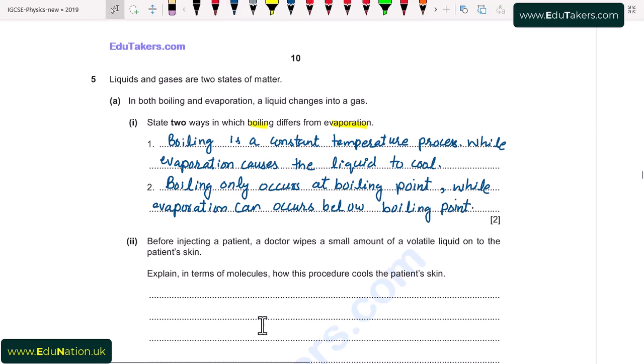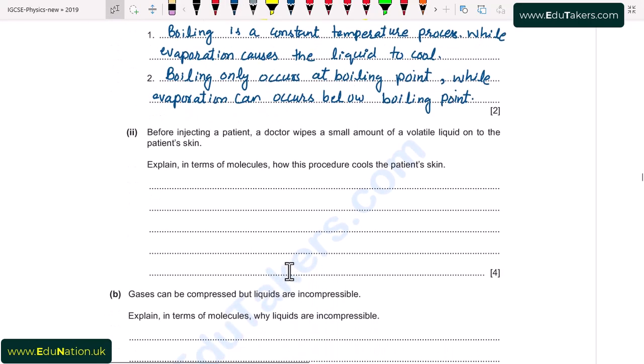Part 2. Before injecting a patient, a doctor wipes a small amount of a volatile liquid onto the patient's skin. Explain in terms of molecules how this procedure cools the patient's skin. So here evaporation is happening. What happens in the evaporation?